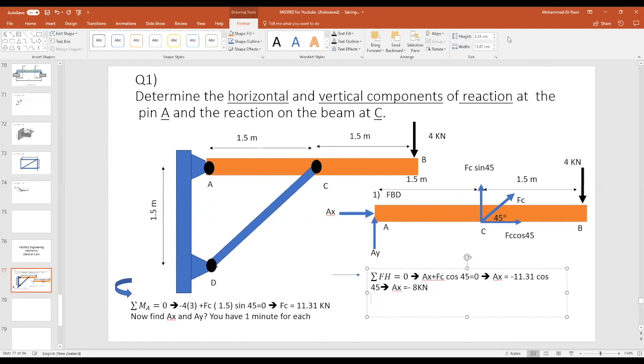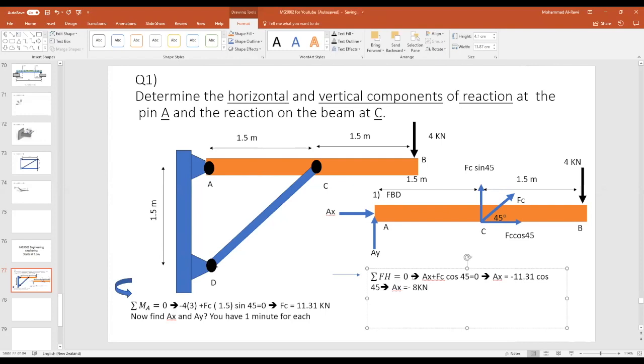Let's see if some of you are trying to get AX 4. I think, guys, you need to try it again and work it out on these equations. I don't think AX is 4 kilonewtons. Anyway, let's continue to find it, and then we discuss it together.